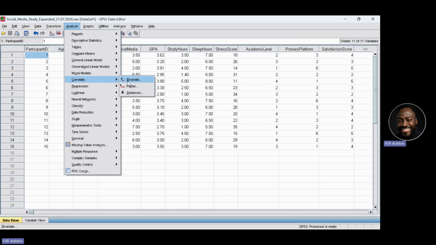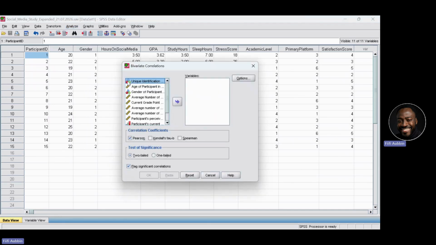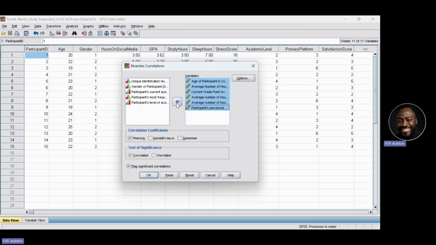Bivariate, okay? So I'm going to click on that, and this will open our bivariate correlations dialog box. So what I'm going to do now is select all the scale variables that meet the assumption of Pearson's correlation, and we saw that in our last episode. So I'm going to hold down the control key and select all the 6 scale variables. How many have you got? 1, 2, 3, 4, 5, 6. Then I'll move them into the variables section.